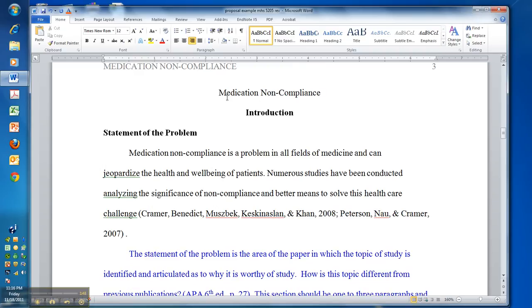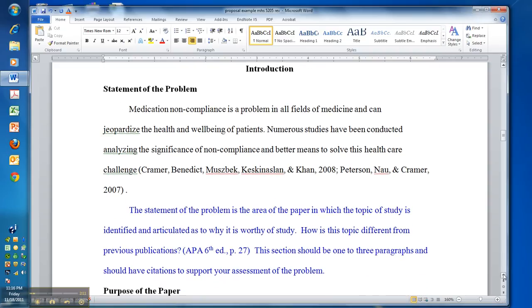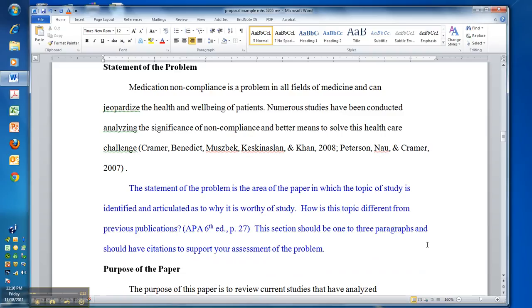So the first line on the page is going to be the title of the paper that's on the title page. Then you're going to have introduction, which is a level 1 heading. Then you're going to have statement of the problem, which is a level 2 heading. Then you're going to start the paragraph with the 1/2 inch indent and give a statement of the problem, which is why this topic is worthy of study.